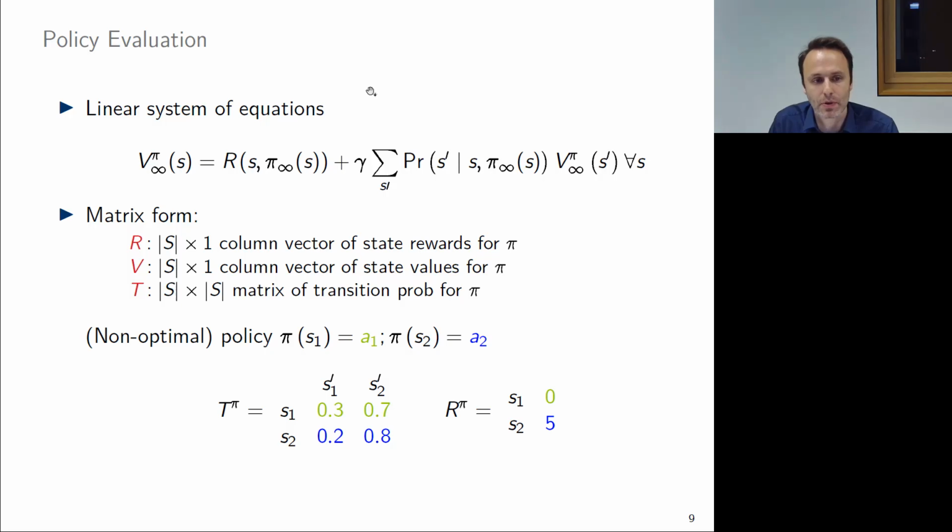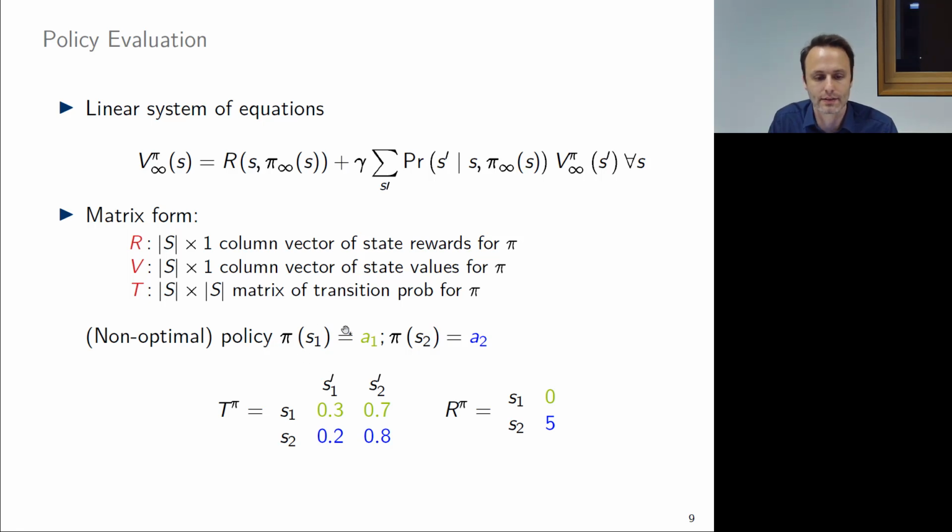So to actually do the policy evaluation, we can view this, if you write it up in matrix notation, as a system of linear equations. So here is an example for a possibly non-optimal policy.